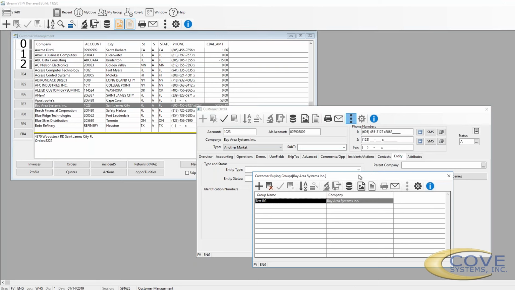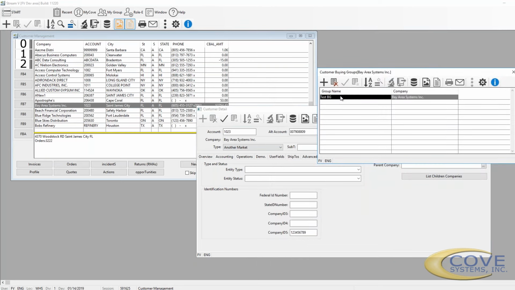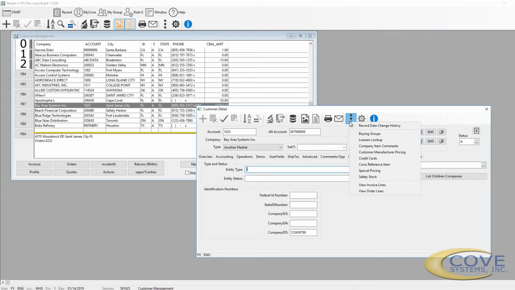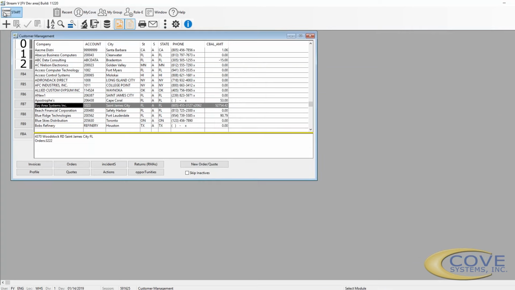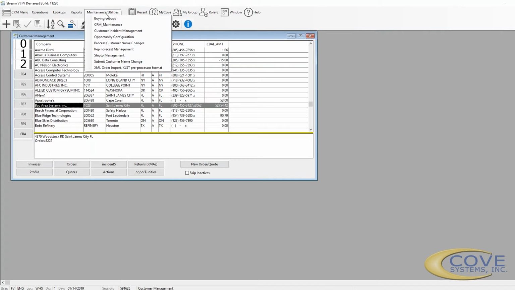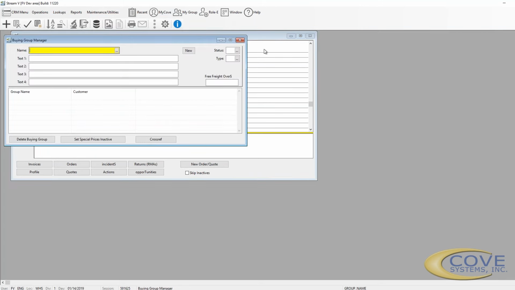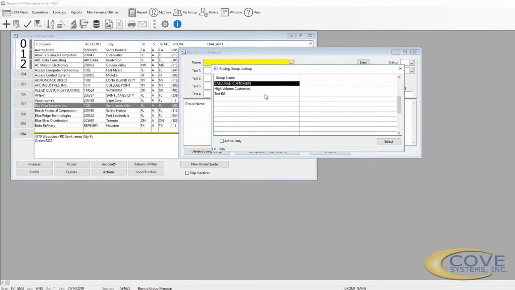So a buying group is basically a list of companies that have grouped together to negotiate better pricing. Here I've gone to the More menu in the customer record and said, let's look at buying groups. So this company only belongs to one buying group. Now we can go over here to the CRM menu, Maintenance Utilities, and look at buying groups.